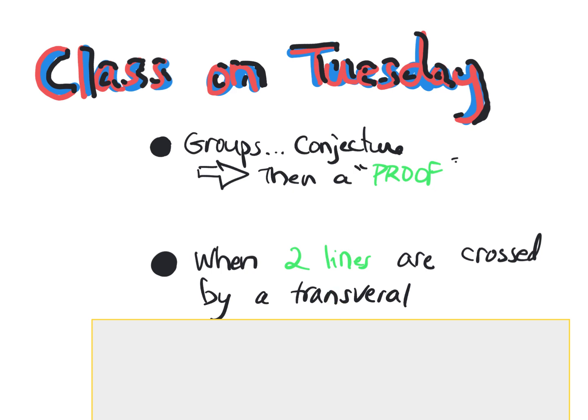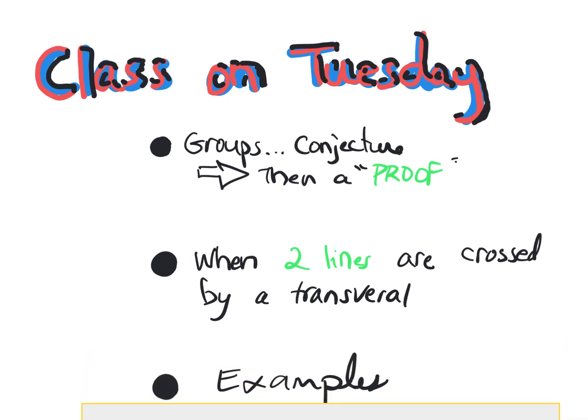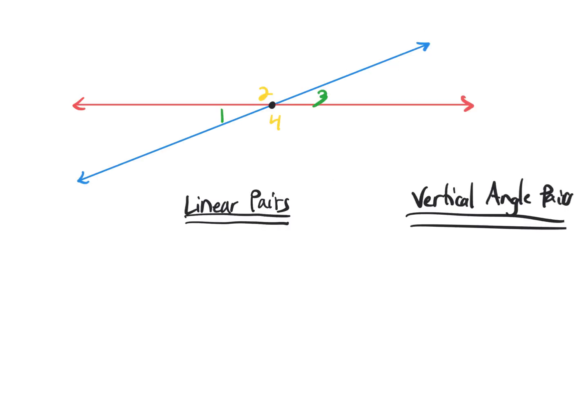I'm going to quickly review these things from class on Tuesday, and then we're going to take a look at a few examples here on this short video. For our group conjectures, we started with this picture, and groups practiced identifying all the linear pairs in this picture and all the pairs of vertical angles.